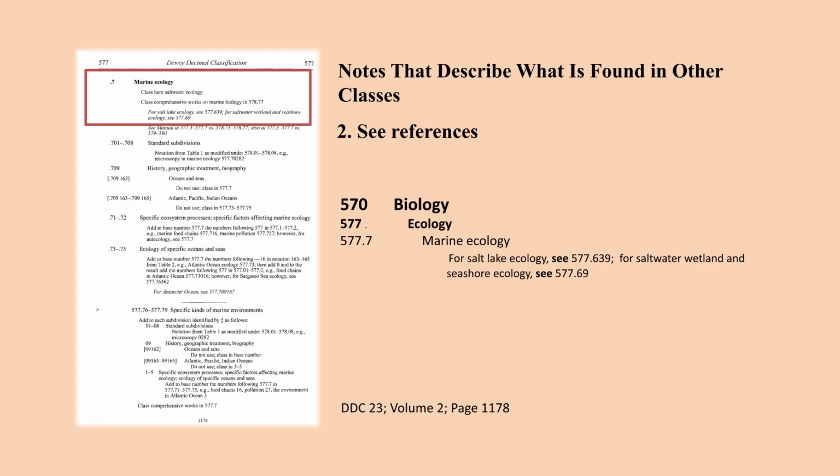see 577.639. It means it tells that for Salt Lake ecology, you should not use the class number for marine ecology. Though the marine water is saline in nature, it is the sea, and for Salt Lake ecology, you have to go to 577.639. Again, for saltwater, wetland and seashore ecology, you have to go to 577.69. These are not under marine ecology. So if you classify a book on saltwater, wetland or seashore ecology under 577.7, it will be wrong.